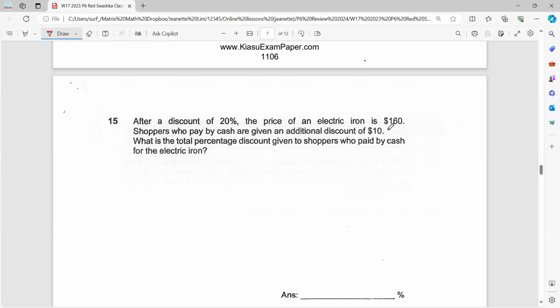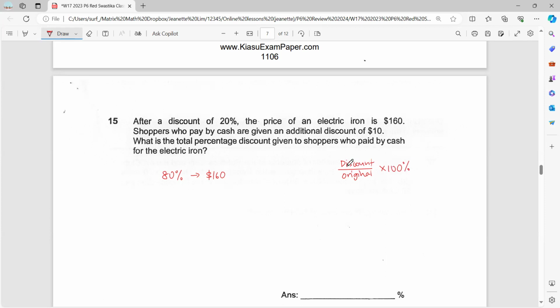So first, $160 is the price after a 20% discount, right? Anything after a 20% discount means it is at 80%. So 80% of the original price is $160. For this question, if you want to find percentage discount, you have to find two things: the discount, and the discount over original times 100%. This is the formula that we will be using.